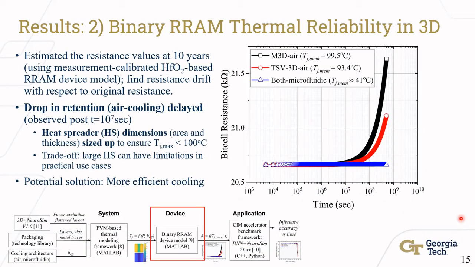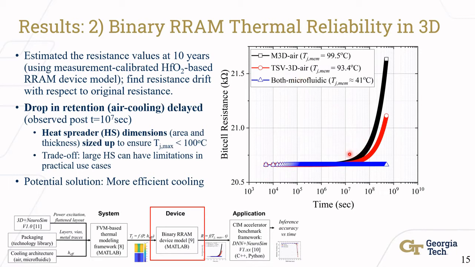Now, the second set of analysis was a device level evaluation. So the junction temperature as a function of power and boundary condition that we obtained for the memory tier is used as input to the device model to evaluate the change of bit cell resistance over time. So essentially the retention characteristics of the device. So what we observed was that the drop in retention, basically the increase in resistance for the device, was delayed, from the initial time to up to almost 10 to the power 7 second time frame, in all cases, in monolithic 3D air and also TSV-based 3D using air cooling.